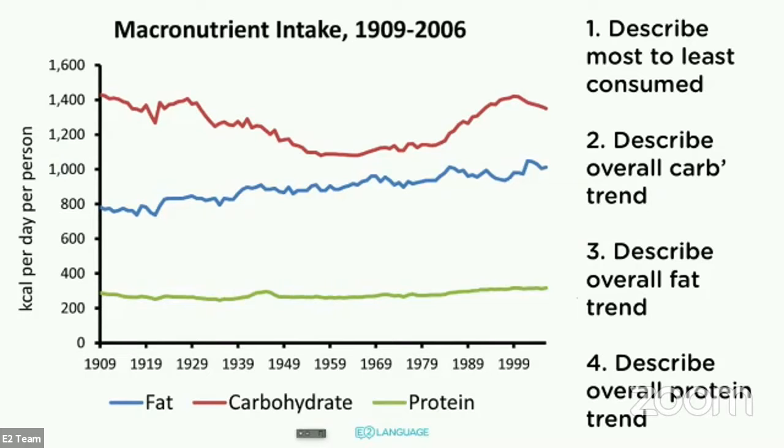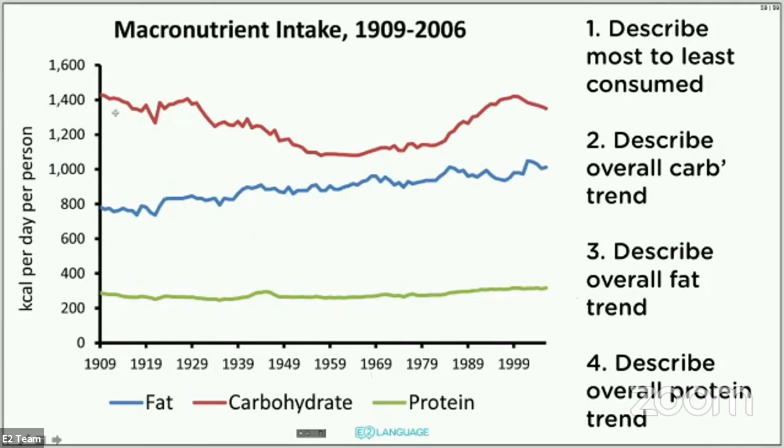not in detail. Okay, so the first thing that I see is that Australians ate more carbohydrates than fat, and protein was the lowest. So there seems to be a hierarchy here. We've got 1, 2, 3. We've got the most consumed, and we've got the lowest consumed.